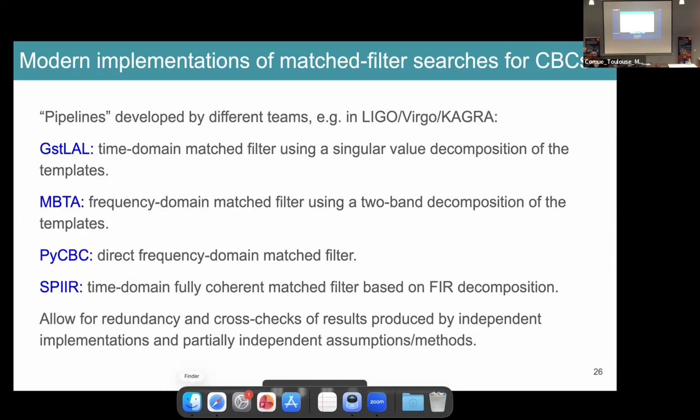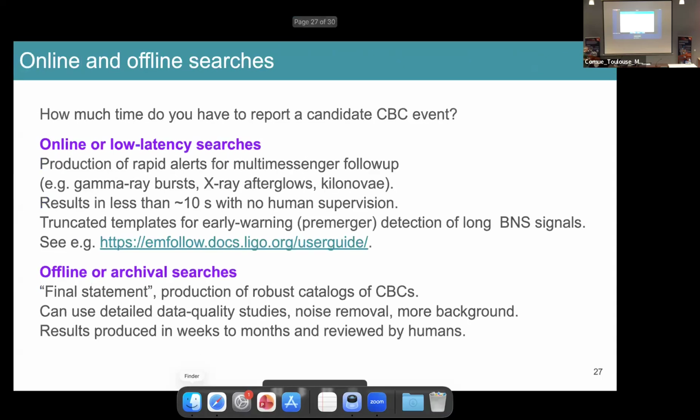So unfortunately, I don't have the time to go into details, but I will give you links about this. And it's very interesting and important to compare the results of these different analyses, because I can assure you the results are absolutely not identical. And sometimes you learn very interesting things, not only about the signals, but also about the methods.